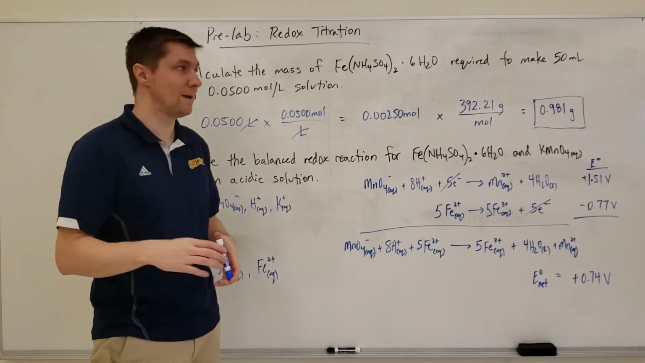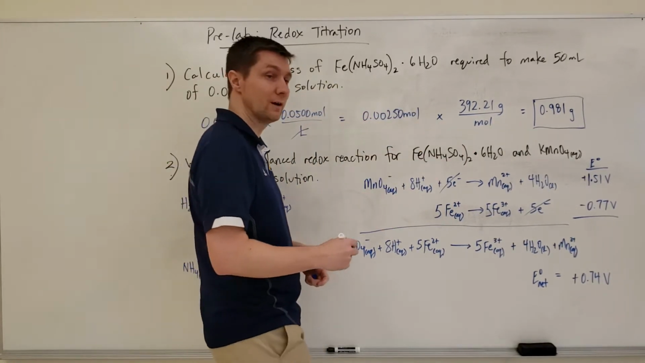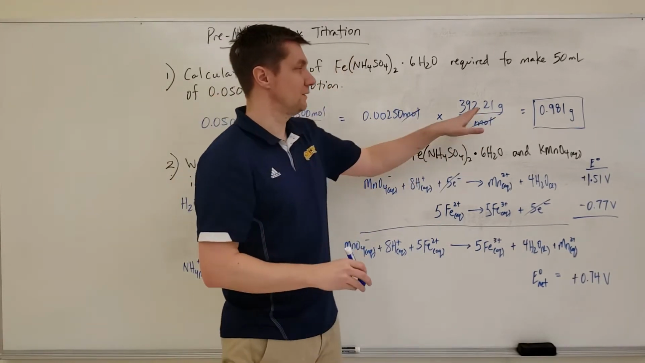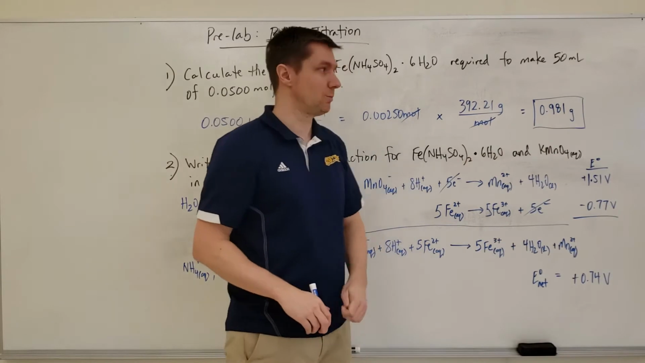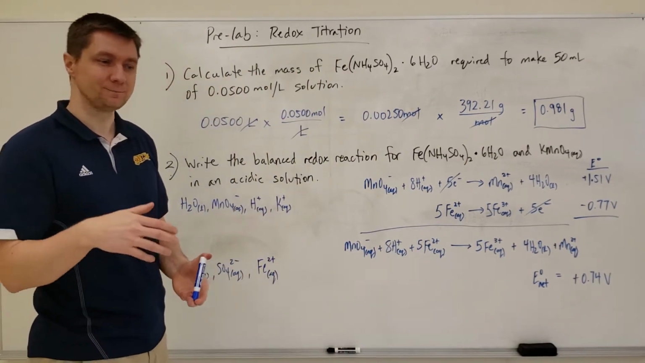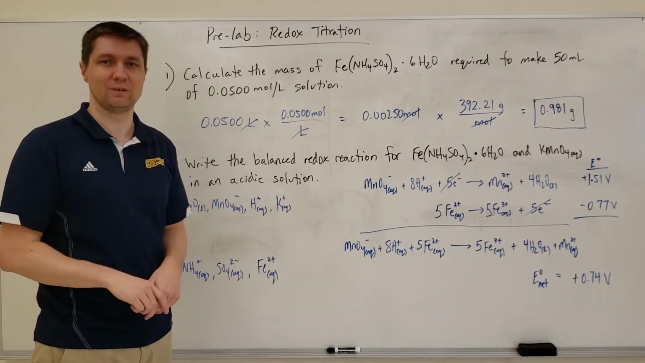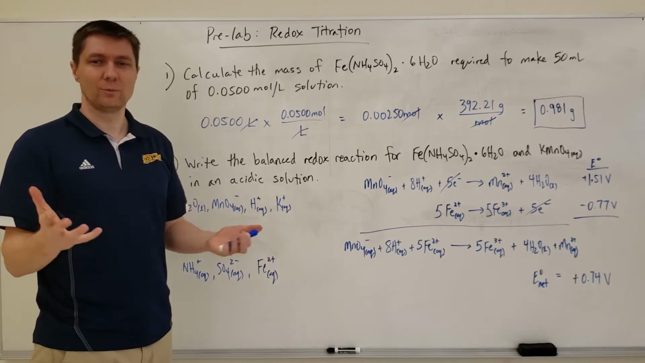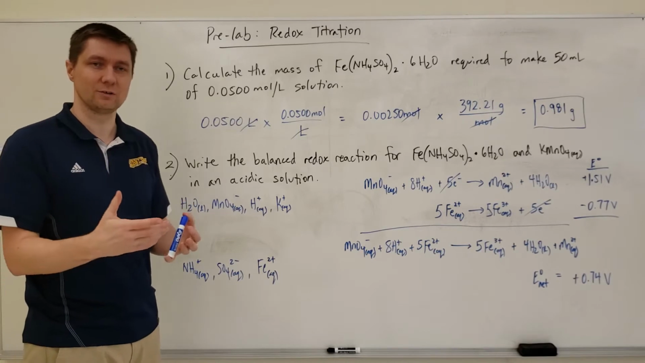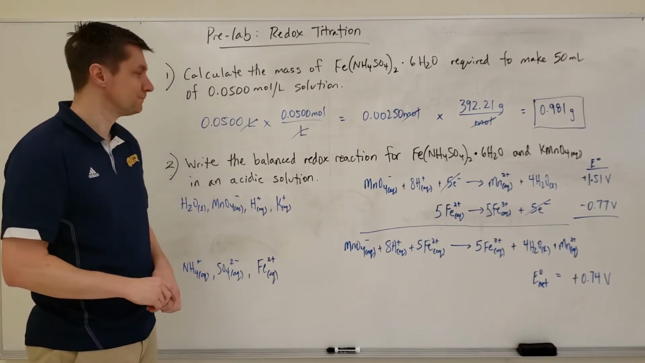Now, if we use the molar mass of this substance, which is this right here, 392.21 grams per mole, you can see that the moles cancel out, and that leaves us with just units of grams, which gives us 0.981 grams that we would need to weigh out on the scale and dissolve in a solution so that we have a solution that is 50 milliliters. Follow the procedure carefully as you look at how that's done, but essentially you're just dissolving the crystals first, and then you'll use water to bring the volume up to 50 exactly.